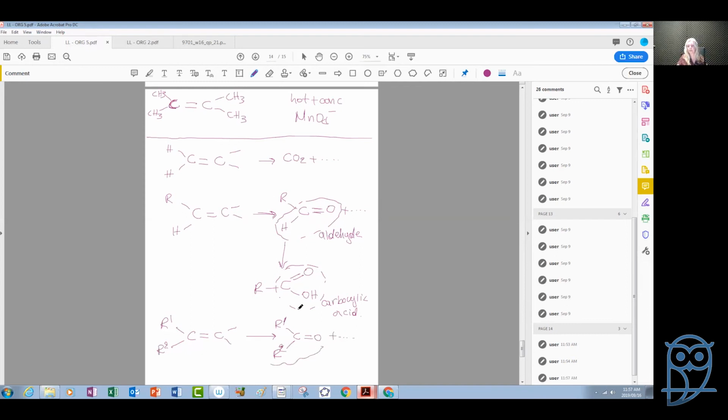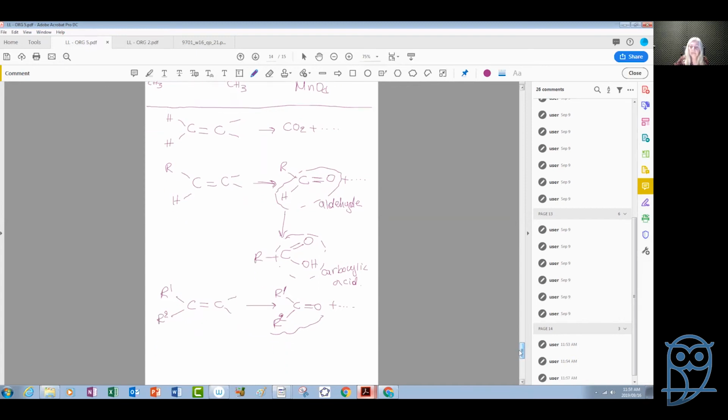now a ketone, because this carbonyl is attached to a carbon which is not a primary carbon. This is the characteristic functional group of a ketone, where the carbonyl group is somewhere in the middle, not at the end, in other words, of the carbon chain. All right. So these are the three possibilities.